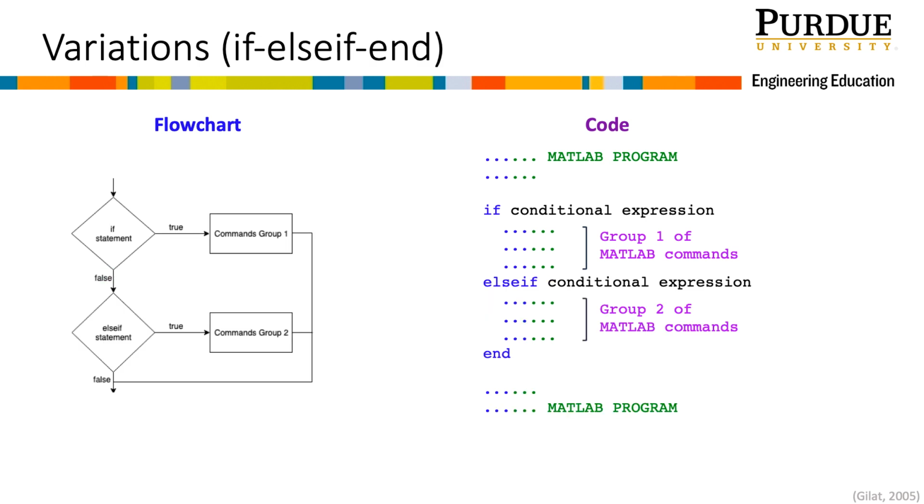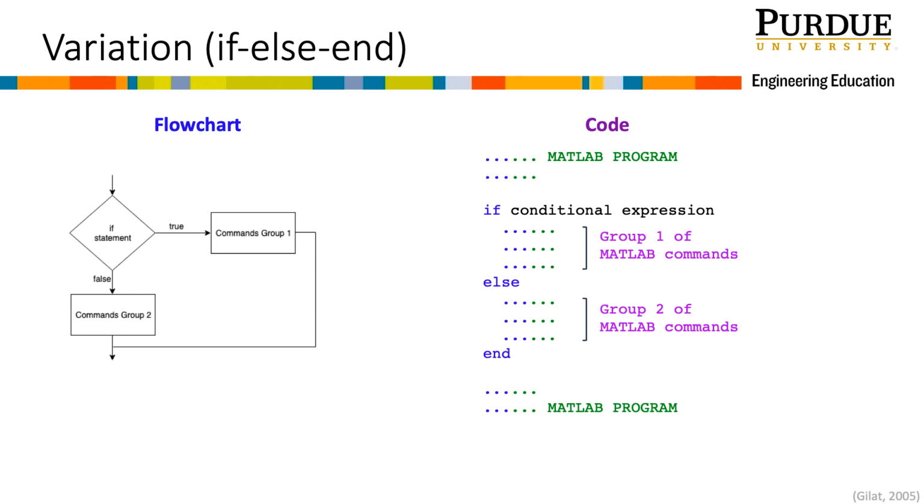A second variation is the if-else-if-end structure. At the first decision point, if the condition on the if is true, it executes commands in group 1 and skips all other commands until after the end statement. If the condition is false, it moves to the next decision, which is an else if. It executes the commands in group 2 and moves on to the commands after the end statement. If the else if condition is not true, the program executes nothing within the selection structure.